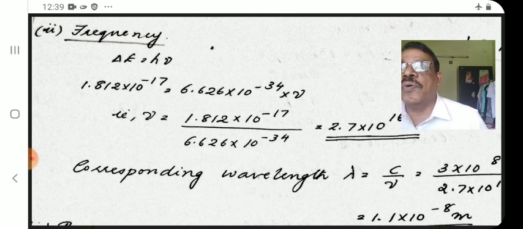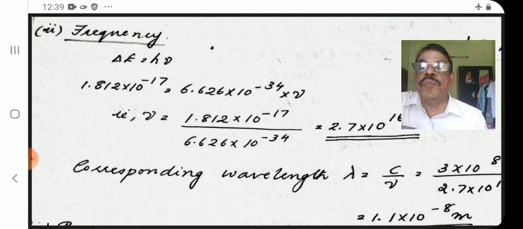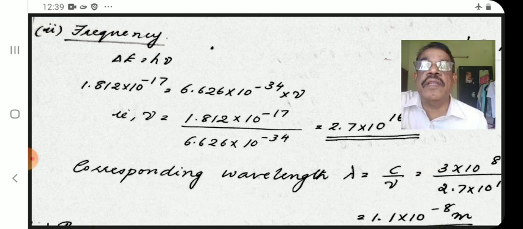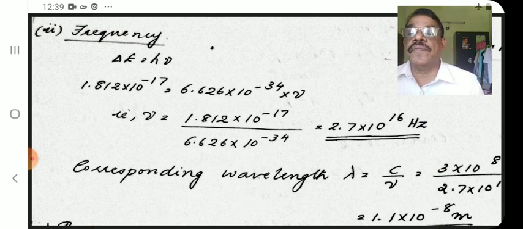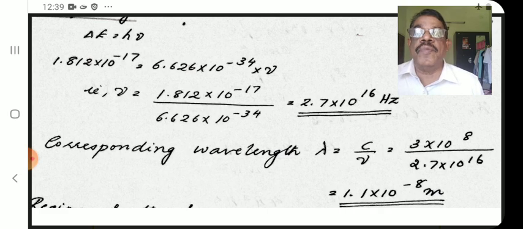Delta E in joule, 1.812 into 10 raised to minus 17, is equal to h, 6.626 into 10 raised to minus 34, into nu. So nu is equal to 1.812 into 10 raised to minus 17 by 6.626 into 10 raised to minus 34, which is equal to 2.7 into 10 raised to 16 hertz. Corresponding wavelength lambda: C is nu lambda, or lambda is C by nu, 3 into 10 raised to 8 by 2.7 into 10 raised to 16, which is equal to 1.1 into 10 raised to minus 8 meter.